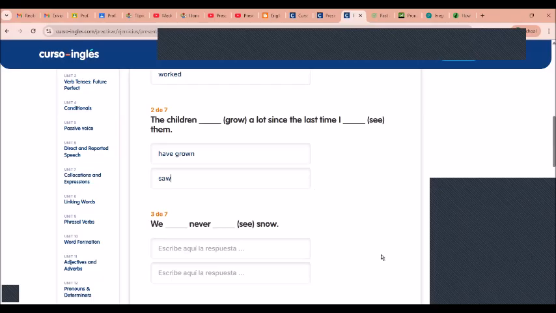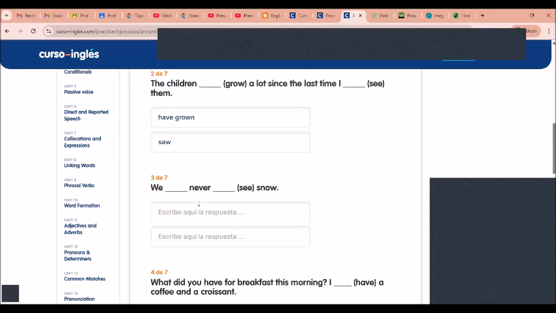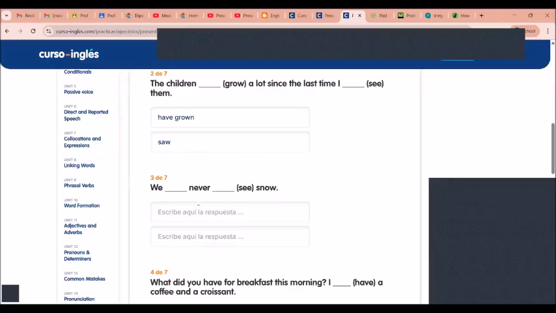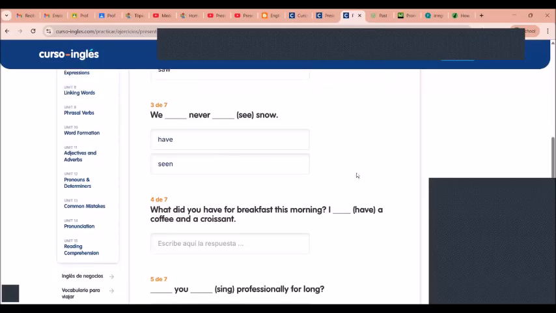Number 3. We have never seen snow. Good. And for those who have never seen snow, just plan. I think this year is going to be a rather snowy winter. You probably will be able to see it in Mexico City, in Ajusco, in Nevado de Toluca, in the state of Mexico. Plan a nice trip, or you can always go next door to the US.